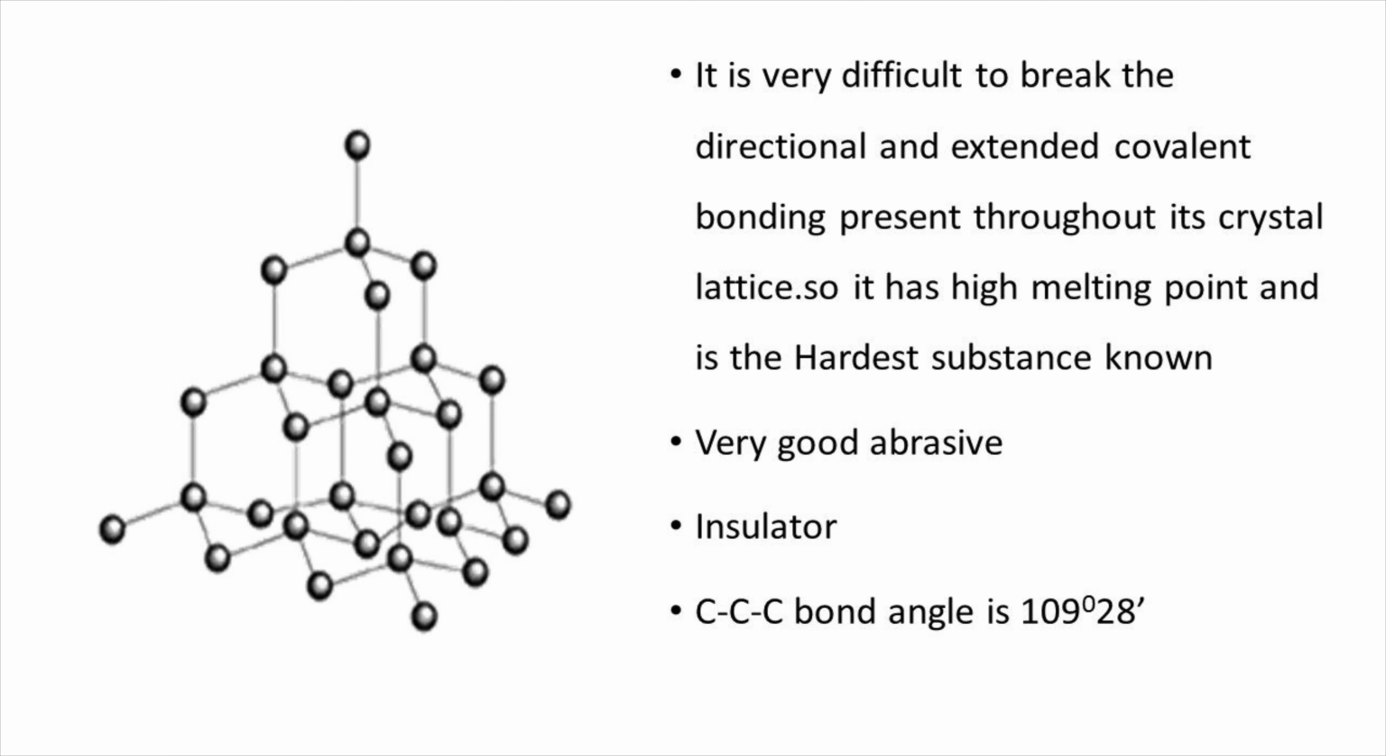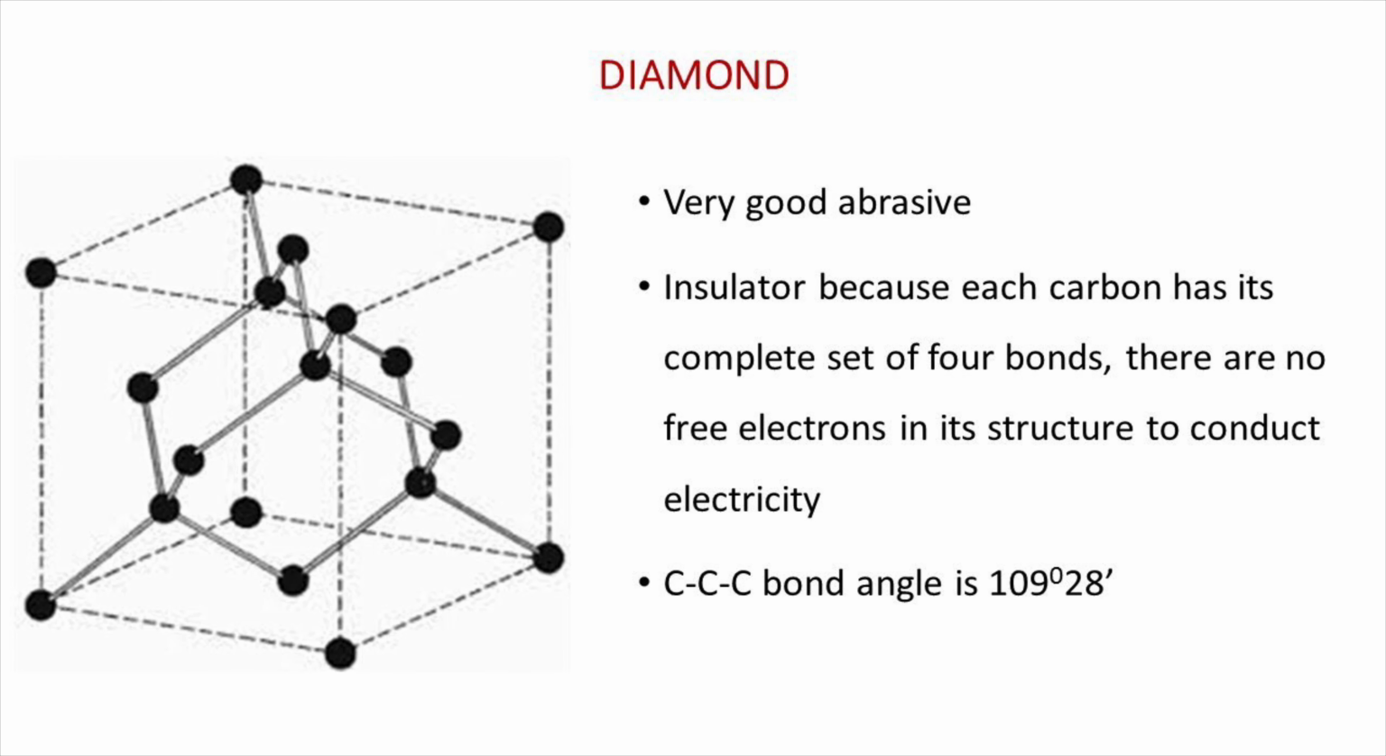It is an insulator. The C-C-C bond angle in diamond is 109 degree 28 minute. Diamond is an insulator because each carbon has its complete set of 4 bonds. There are no free electrons in its structure to conduct electricity.